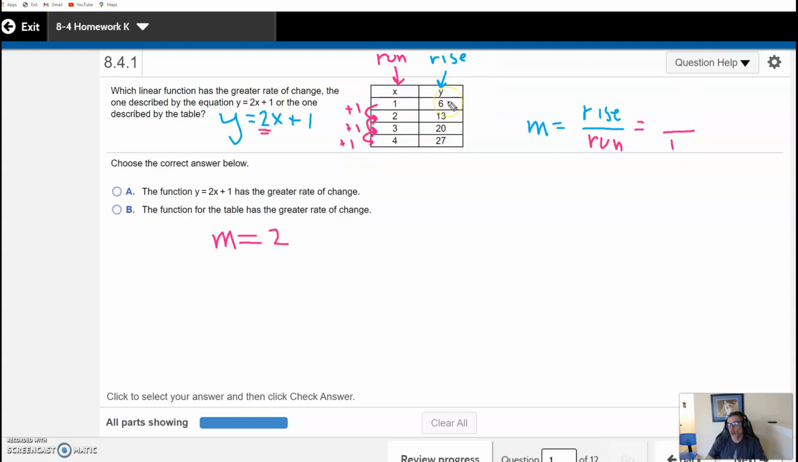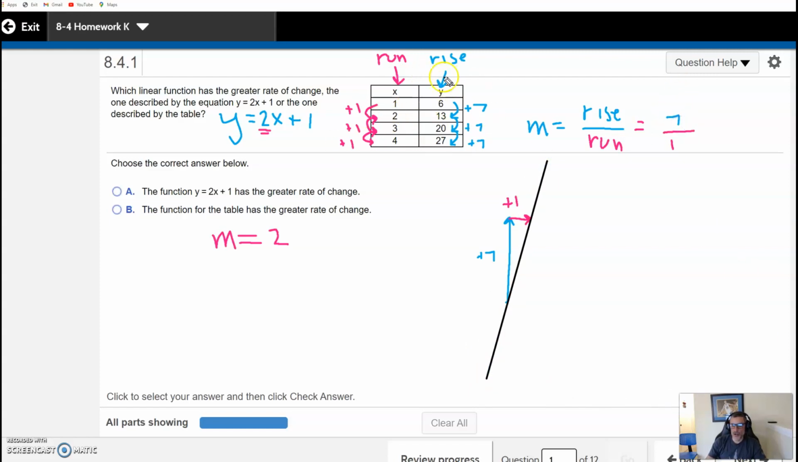Well, how much am I going up or down? If the numbers were decreasing, we would have a negative rise because they're going down. But in this case, they're going up. Well, by how much? I went from 6 to 13, so I added 7. I went from 13 to 20, I added 7, and 20 to 27, I added 7. So again, if I was going to make a slope triangle that represented this, I would have an arrow that went up 7, and I would have a shorter arrow that went to the right 1. And our line looks something like this.